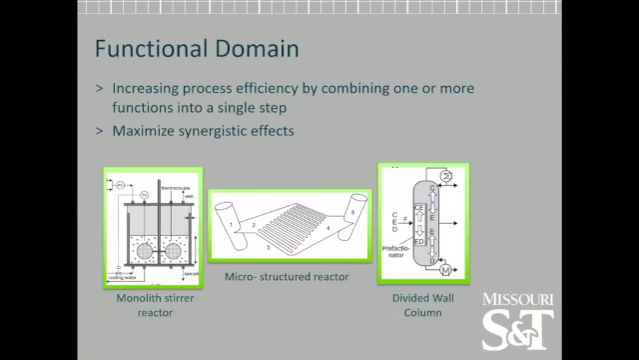The functional domain focuses on increasing process efficiency by combining one or more functions into a single step. This often maximizes the synergistic effect, which is a key property of process intensification. Examples of equipment that can improve a process in the functional domain include a monolith stirrer reactor, a microstructured reactor, and a divided wall column, which is the piece of equipment that we have chosen to integrate into our process.